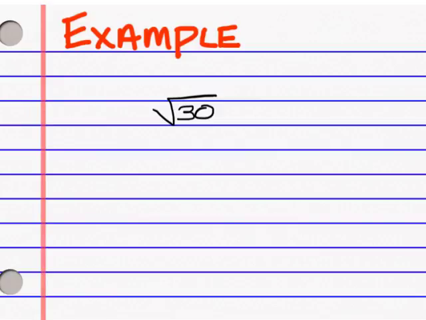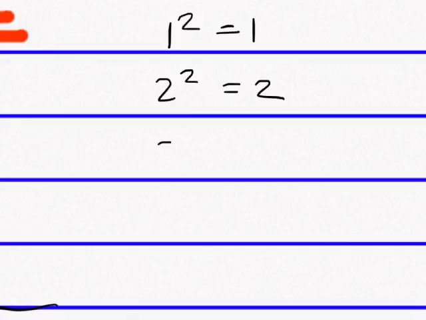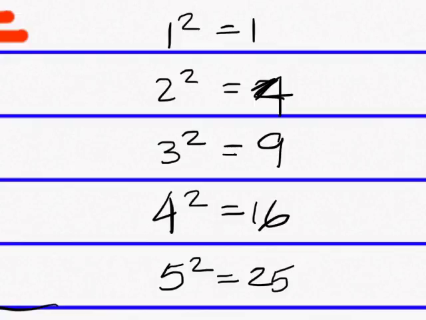For example number 1, you have the square root of 30. It's not a perfect square, so you can't find an exact number just yet. What you do is remember what your perfect squares are, and we'll do that off to the side here. Perfect squares are, for example, 1 squared is 1, 2 squared is 4, and 3 squared is 9, 4 squared is 16, 5 squared is 25, and so on.